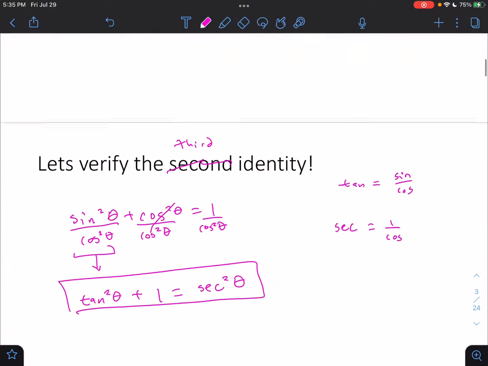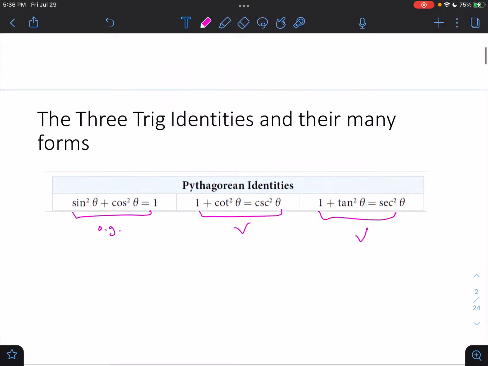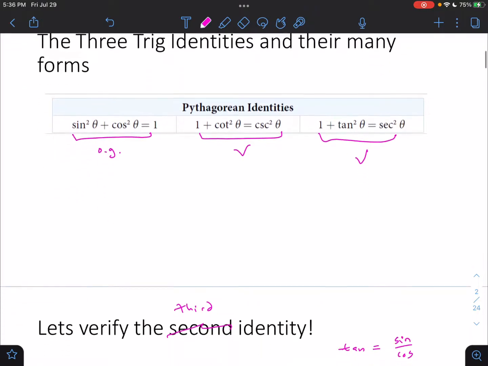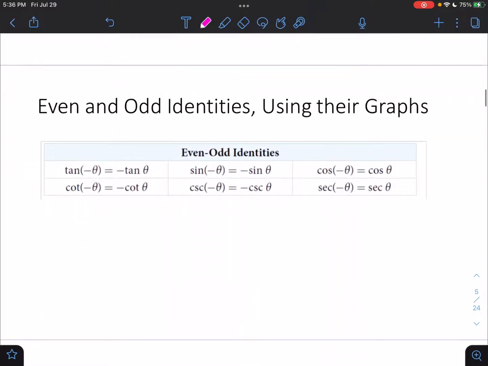Now again, these three are very important because you have to know their two other different variations. So I'm not going to go into them, but please derive them yourself and get familiar with them. So here, I'm just going to talk about the identities.